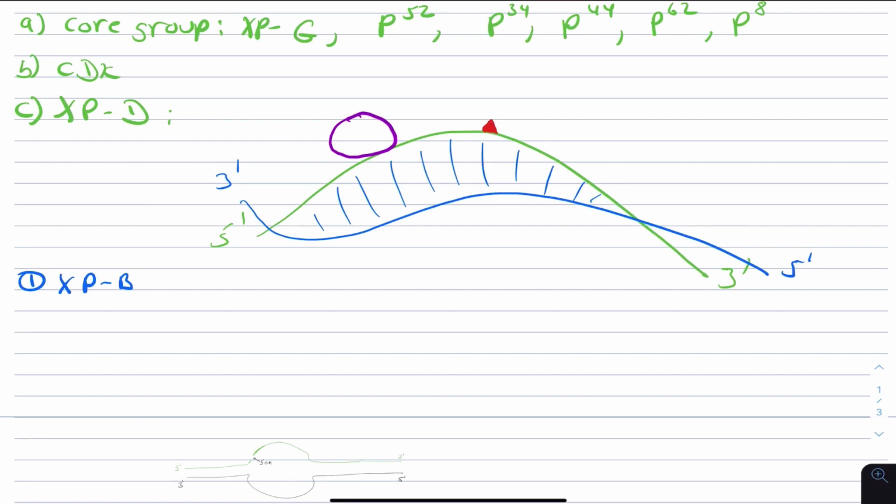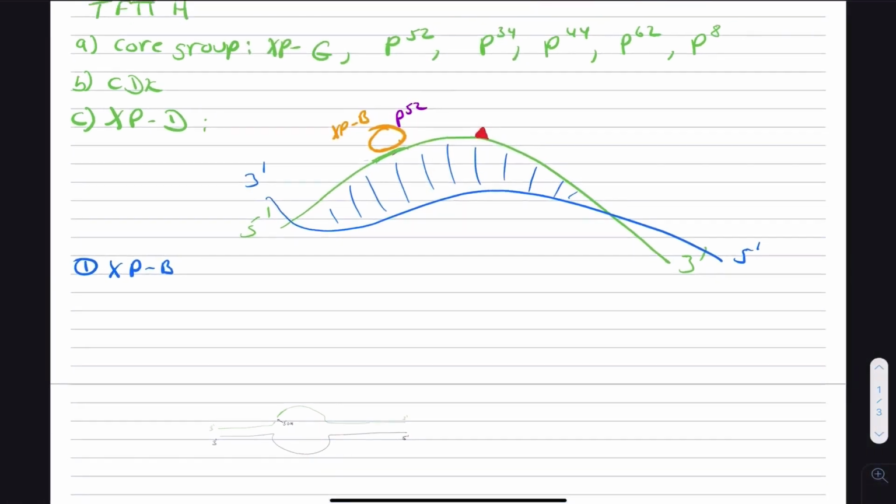Now, in order for XPB to bind, XPB needs P52. So P52 will end up forming a complex. P52 is going to come in, and let's imagine this is P52, and this is our XPB. Once P52 binds with XPB, then XPB will come and bind to the DNA, all right? So here, let me just draw this out. There we go. So it's going to come and bind over here now.